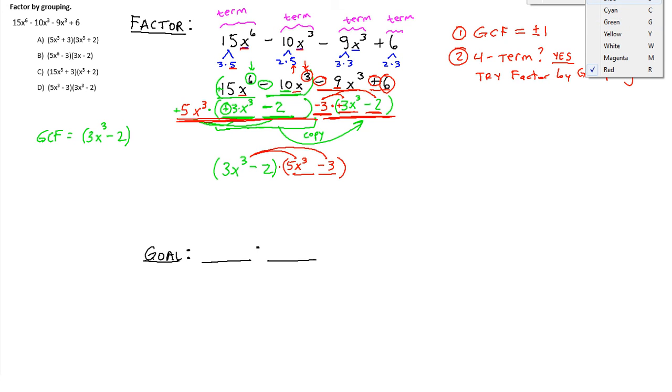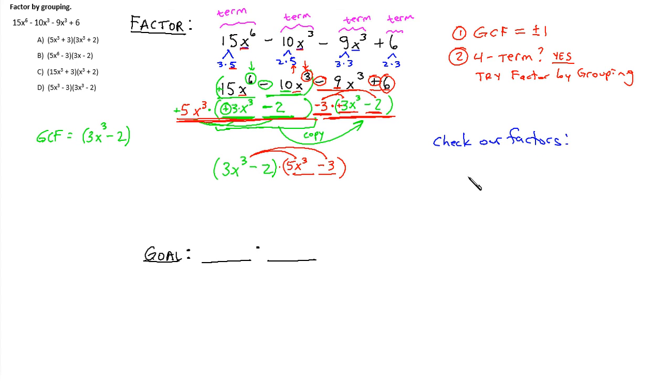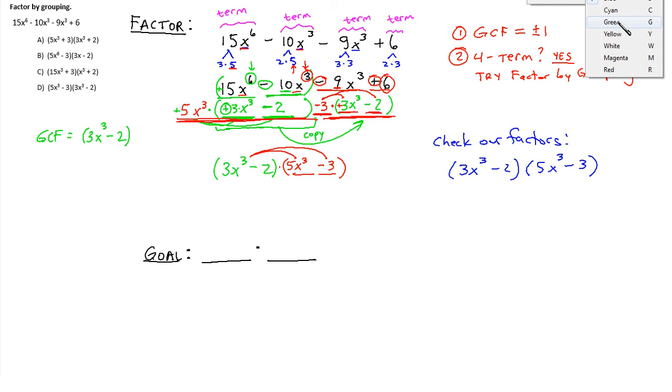Okay, so let's make a check step. Let's check our factors. You should always be able to take your factors and check them to make sure they're correct. In a single color, 3x cubed minus 2, there's our GCF, our big GCF that we ended up finding. And then here's our remaining polynomial at the end, 5x cubed minus 3. And let's just FOIL these. Let's FOIL them, see if they're right. If we FOIL these, we should be able to get our original 4 terms back.